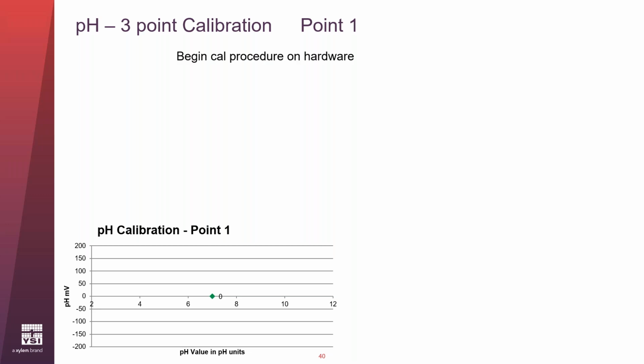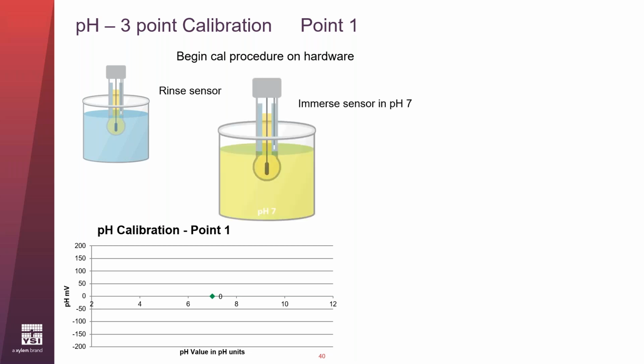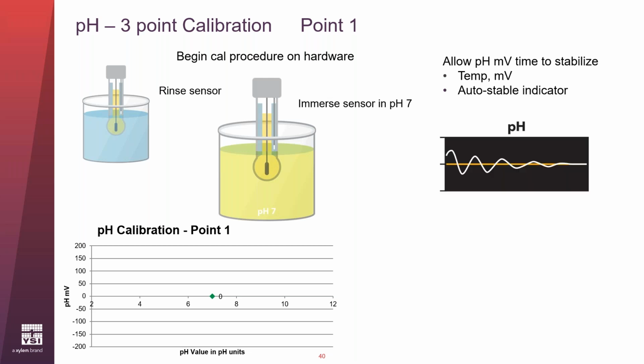First, you want to begin the calibration procedure on your instrument. Tell it you're going to cal. Then you want to rinse your probe with the cleanest water you have available: DI, RO, distilled, or tap water, in that order of preference. Gently shake off any droplets that cling to the probe. You then immerse the probe completely in fresh pH 7 solution. Allow your pH millivolts time to stabilize. We're looking for both the temperature and the pH millivolts to stabilize.